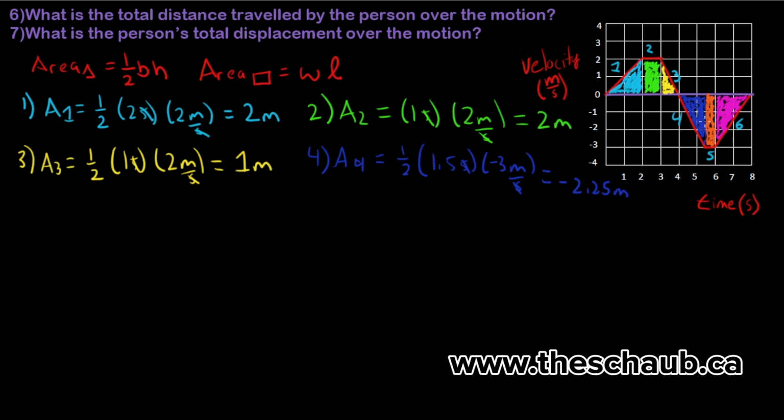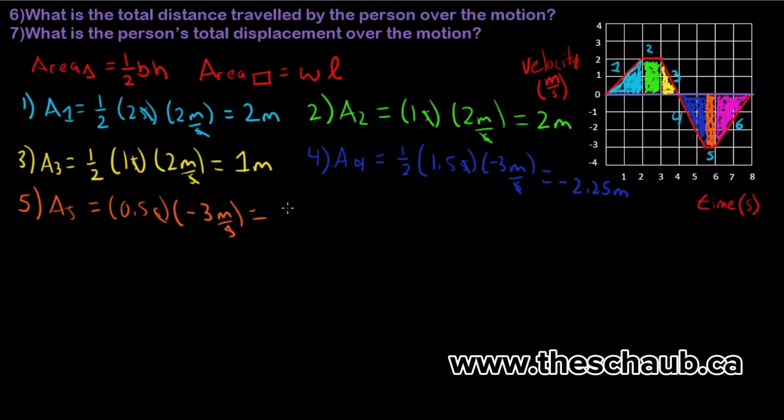Our fifth area is this thin little orange rectangle, and we calculate the area of this rectangle. We have a width of 0.5 seconds, and we have a length of -3 meters per second.